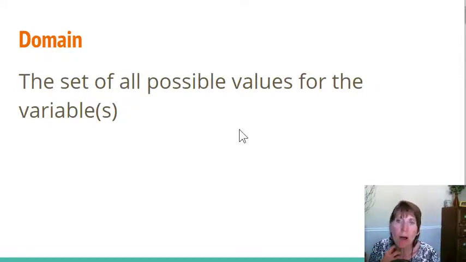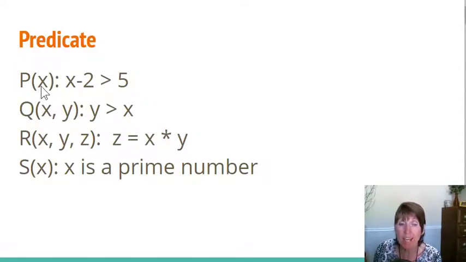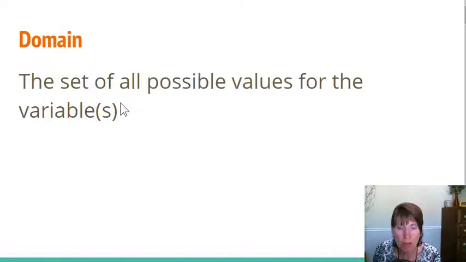Domain is the possible values for the variable. So when we're talking about P of X, what kind of values can X be? Could it be an A or a B, or does it need to be a number? Now, in this case, it seems very clear that this would be an integer if we were just going to pick it, rather than a character, because a character minus 2 doesn't make sense. But we could specify what the domain is, that maybe the domain is all integers, which means it would include negative ones as well, or maybe the domain is all positive integers. We can specify what those possible values are, and we call that the domain.